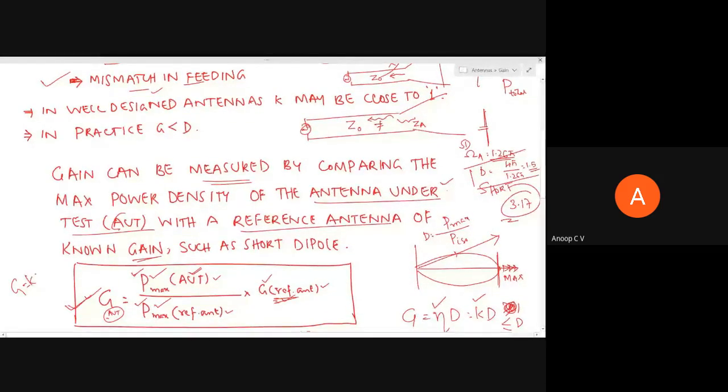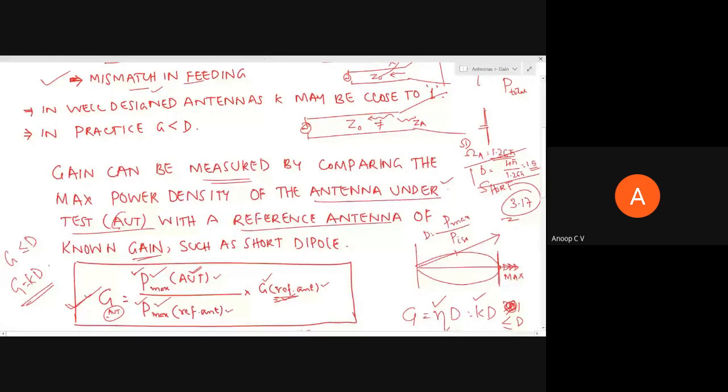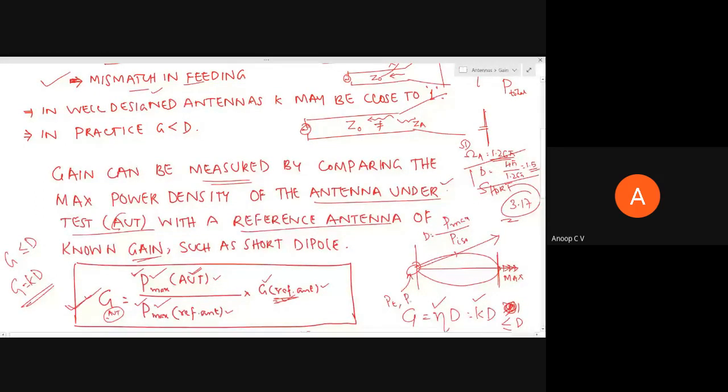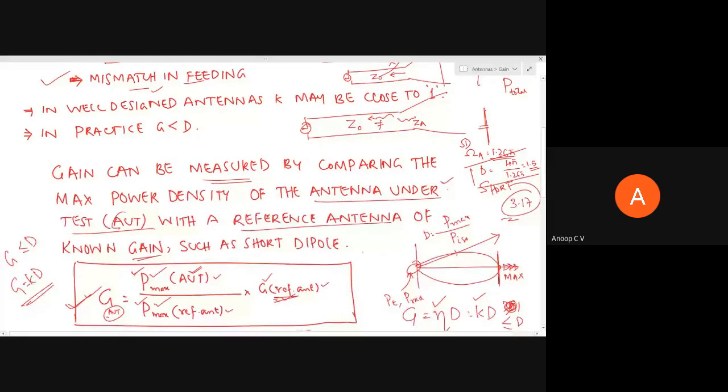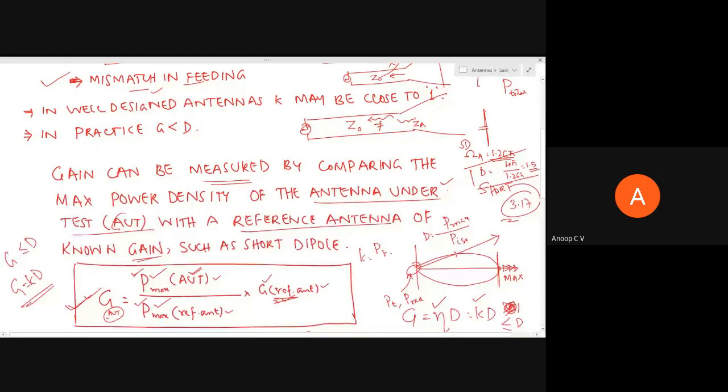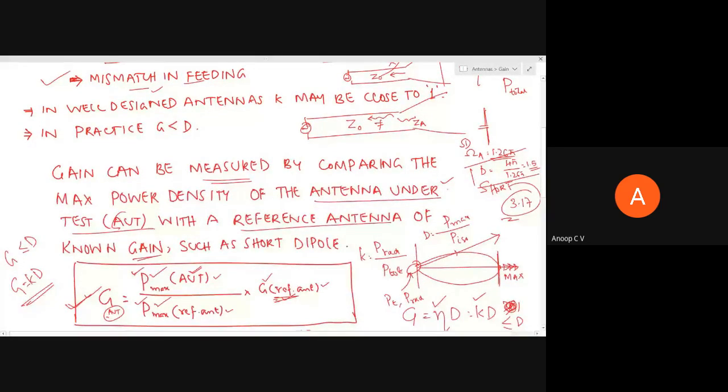That is actually efficiency times directivity. So gain will always be less than or equal to directivity. It is due to the fact that the total power given to an antenna will not be radiated. Only a fraction of it will be radiated. And this K is nothing but P radiated divided by P total. Out of the total power given to an antenna, what fraction of the power is radiated? That is efficiency. So that is the key takeaway: gain is equal to efficiency times directivity.